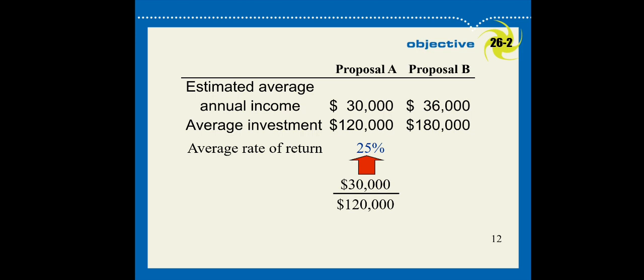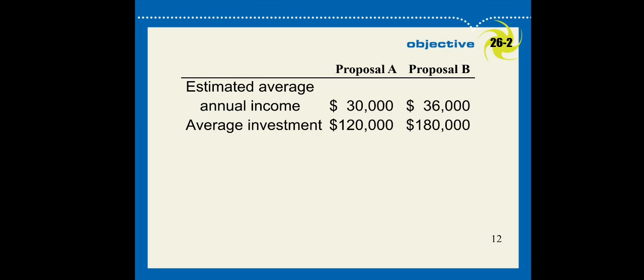Okay, this is another example related to average rate of return. Let's say you are a manager, and you receive 2 proposals to purchase fixed assets, proposal A and B. Proposal A, the estimated average annual income is 30,000, and the average investment is 120,000. Proposal B, the average annual income is 36,000, and the average investment is 180,000. If you do not do analysis, then you will say that proposal B is better, because it has higher average annual income and will generate more profit for the business. That is your decision if we do not do the analysis.